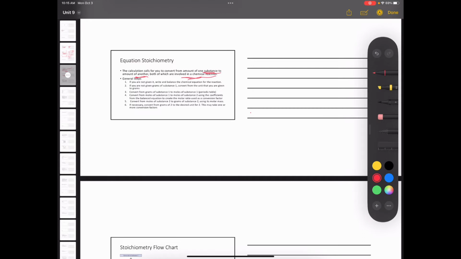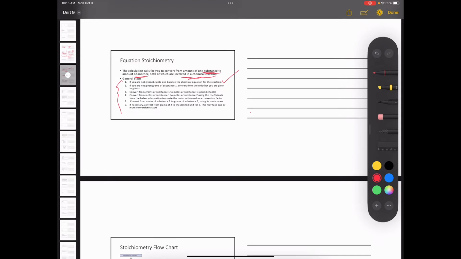So the general steps: if you are not given the balanced chemical equation, you need to finish the chemical reaction and make sure the equation has been balanced. I can tell you, when I give you this either on the exam or on the homework, most likely that equation is not going to be balanced. So you need to make sure the equation is balanced.